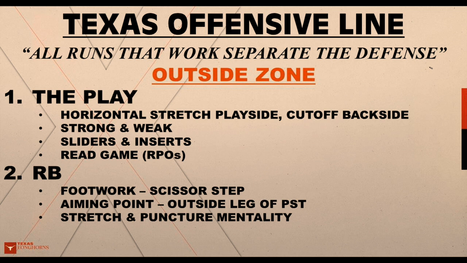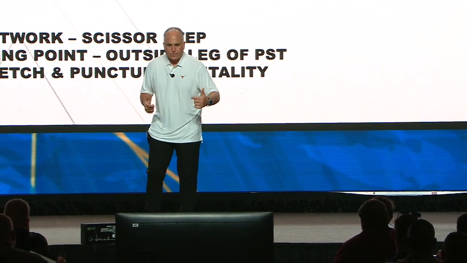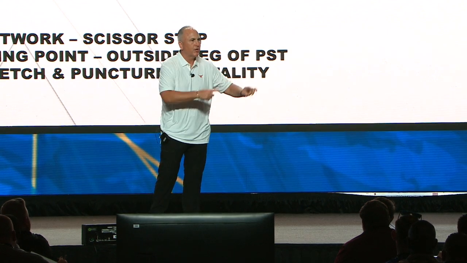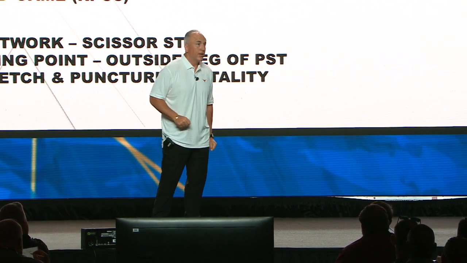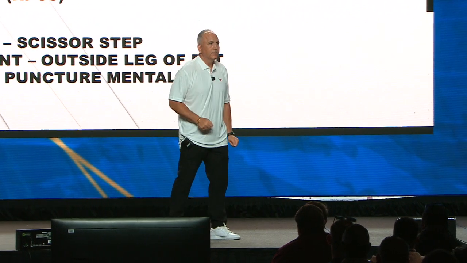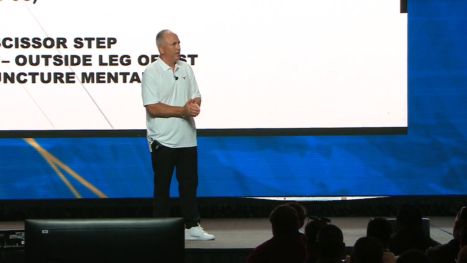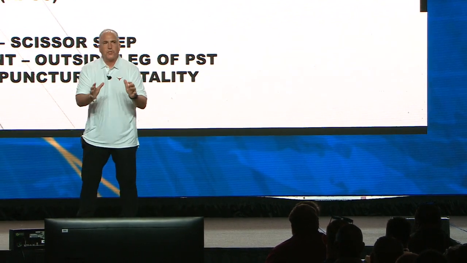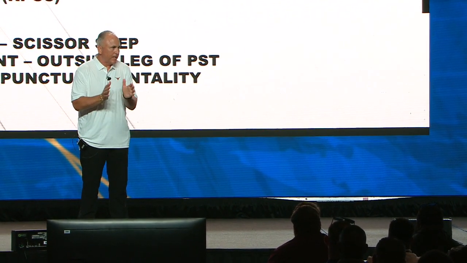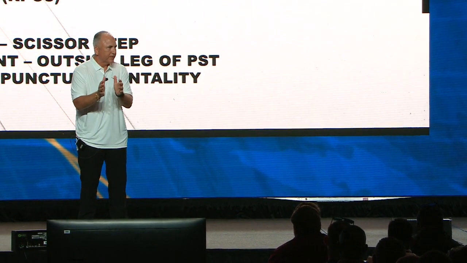defense. But for an outside zone play to separate the defense, you need horizontal stretch on the front side, and you need to cut off the backside. Now, you don't have to cut everybody off on the backside. Sometimes you just need to cut one person off on the backside, because that's ultimately what's going to separate the defense. And again, you only need a little bit of separation to make this play work.